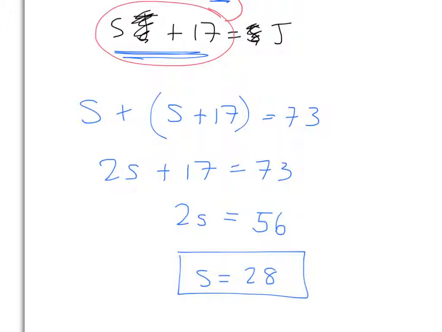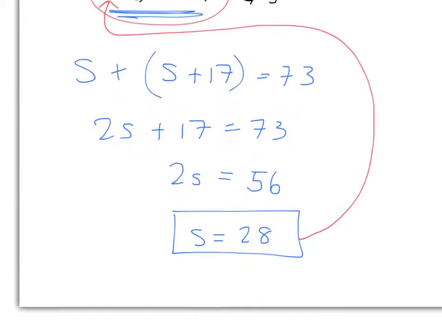Niall. Add 17. So Niall is saying, let's take it and plug it back in up here. And we know that Jim has 17 more than Sam. So add 17, giving us 45.